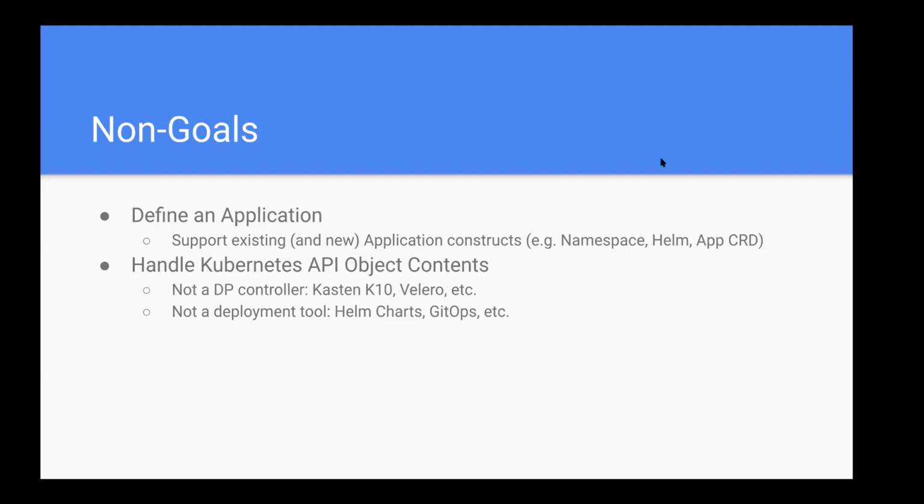I guess the question I have is, how do you ensure that the boundary of the application is agreed upon both by Kanister and the DP controller? How do you reason about, here's an application and this is how I back it up, if you don't have a consistent view of what the scope of that is? That's my concern.